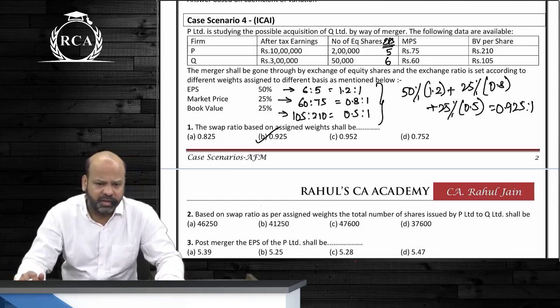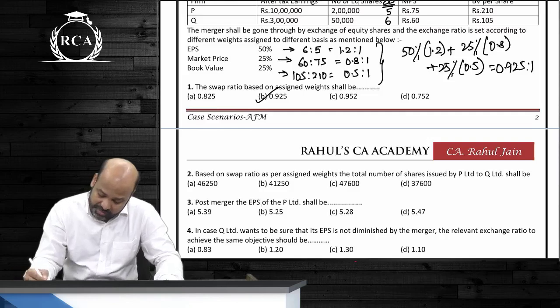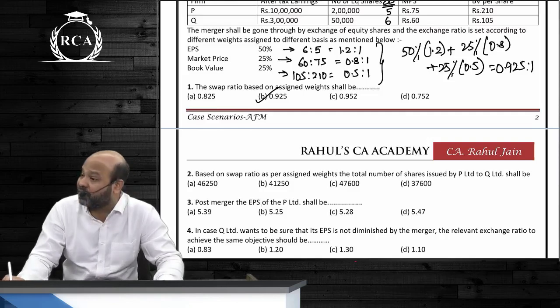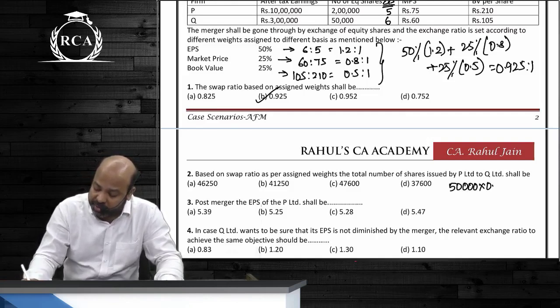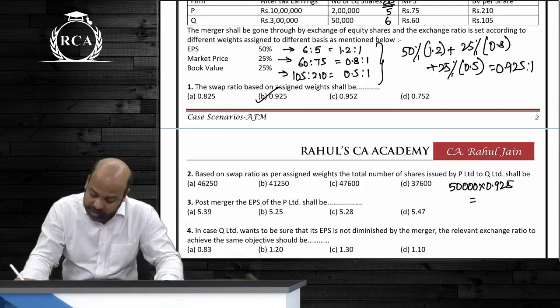Understood, guys? Based on this, how many equity shares will be issued? What is the total number of equity shares outstanding in the other company? 50,000. Exchange ratio is 0.925. So you will issue 50,000 multiplied by 0.925. How many shares? 46,250.